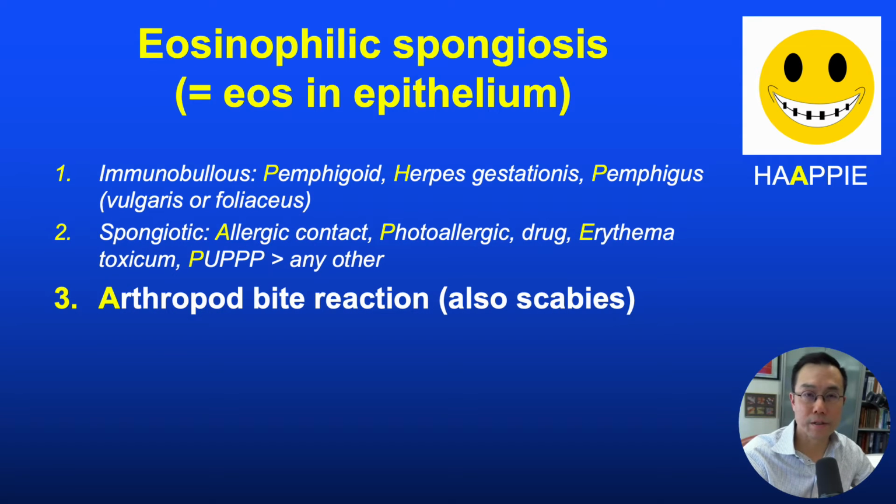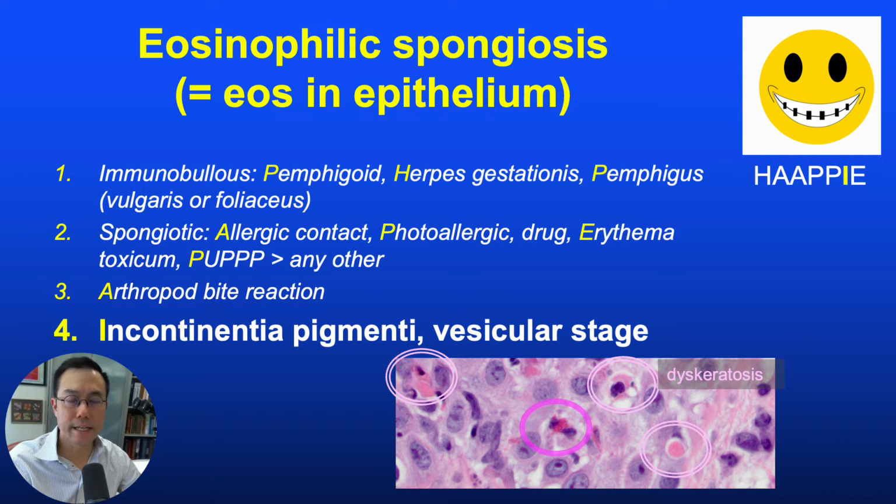Eosinophils are so characteristic within the host response of arthropod bite reactions and similarly scabies that one would question the diagnosis if eosinophils are not present, and eosinophilic spongiosis is also frequently encountered. The vesicular stage of incontinentia pigmenti is characterized by a near pathognomonic combination of intraepidermal eosinophils and dyskeratosis.